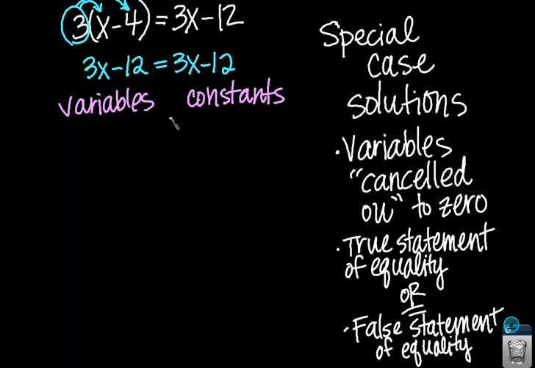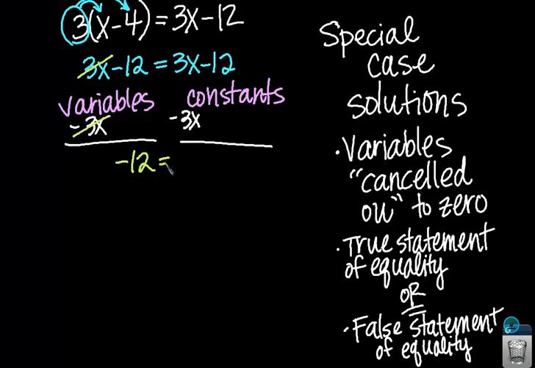So I'm going to subtract 3x from the right side of the equation so that this is my constant side and then the variables will be on the left side. So I subtract 3x from both sides of the equation. 3x minus 3x cancels to 0, leaving me negative 12 equals negative 12. And here I have a true statement of equality. So this is actually infinitely many solutions.